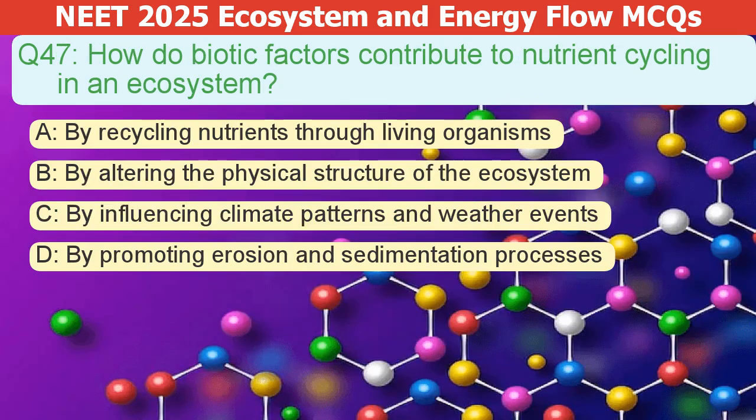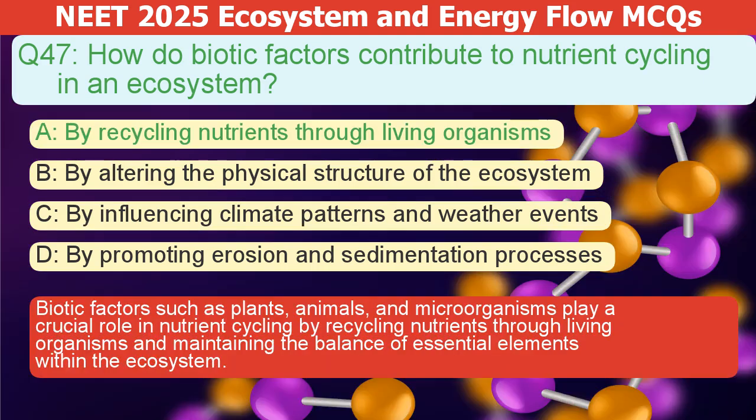How do biotic factors contribute to nutrient cycling in an ecosystem? A. By recycling nutrients through living organisms. B. By altering the physical structure of the ecosystem. C. By influencing climate patterns and weather events. D. By promoting erosion and sedimentation processes. The correct answer is A. Biotic factors, such as plants, animals, and microorganisms, play a crucial role in nutrient cycling. They recycle nutrients through living organisms and maintain the balance of essential elements within the ecosystem.